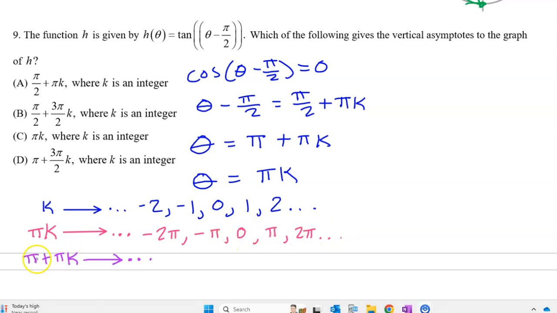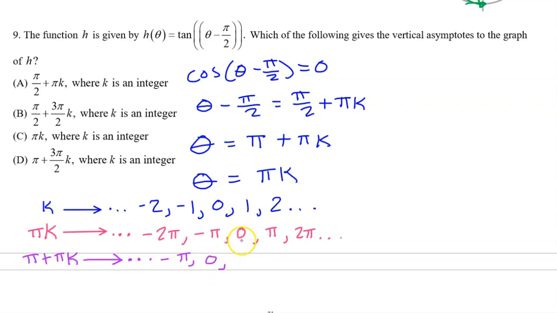Pi k plus pi will be all of these same numbers plus an extra pi. So if I add pi to this, I'm going to get -1 pi. If I add pi to this, I'm going to get 0. If I add pi to this, I'm going to get pi. If I add pi here, I'm going to get 2 pi. If I add pi to this, I'm going to get 3 pi.